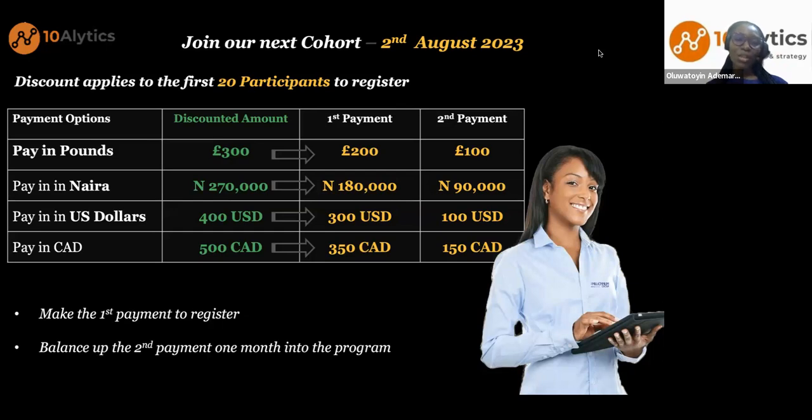And if you're paying in USD, it is 400 USD altogether, 300 USD for your first installment, and 100 USD for your second installment. And if you're paying in Canadian dollars, it's 500 Canadian dollars, with a first installment of 300 Canadian dollars and a second installment of 150 Canadian dollars.